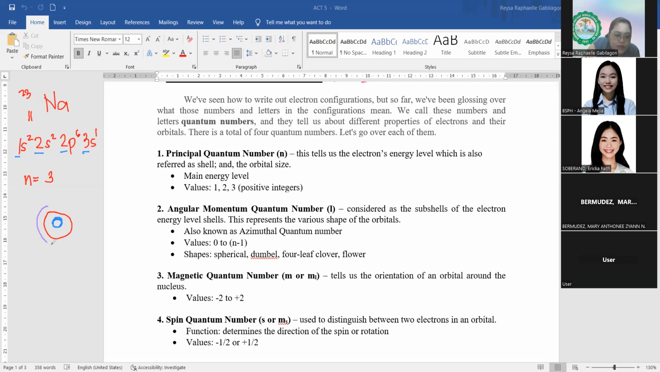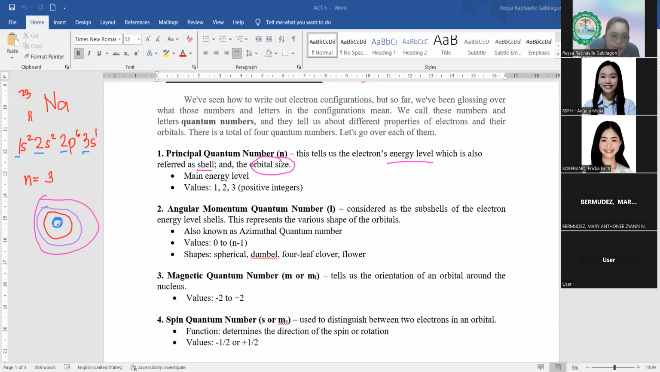So that's the first energy level. This is the second one. And then this is the third one. So tatlong energy level ang na-occupy ni sodium. And tatlong shell yun siya, in short. Kasi the energy level is also referred as the shell. And again, sabi ko kanina, this will tell us the orbital size.